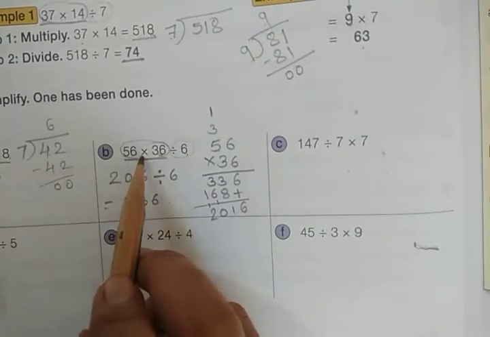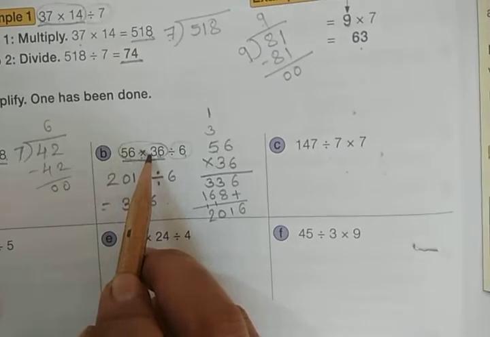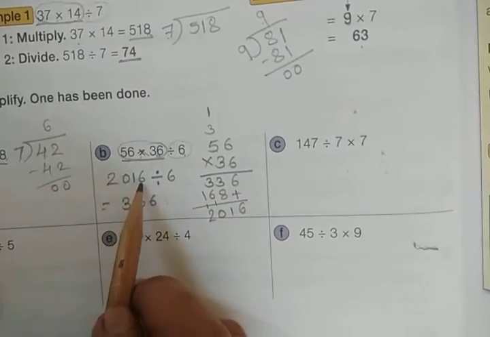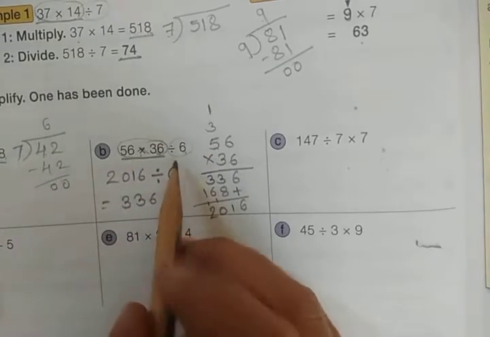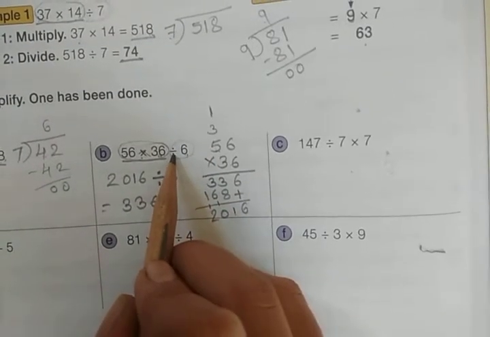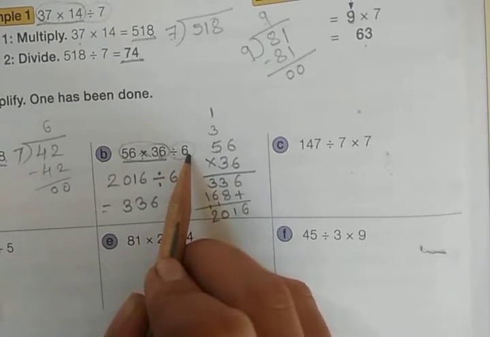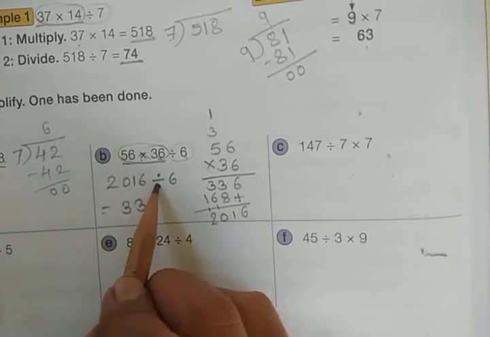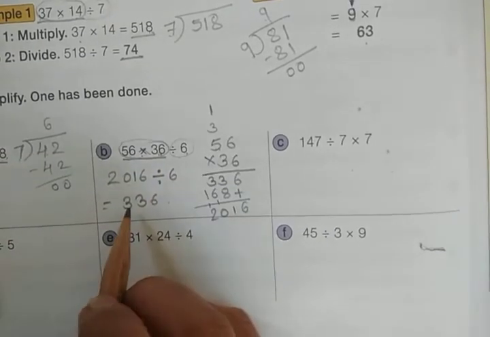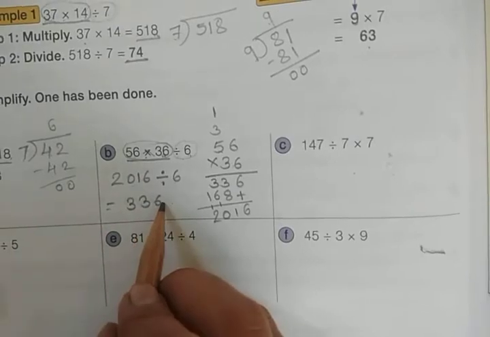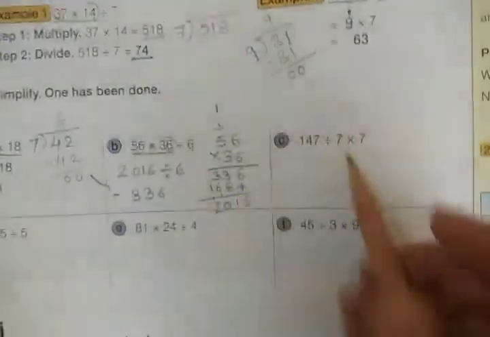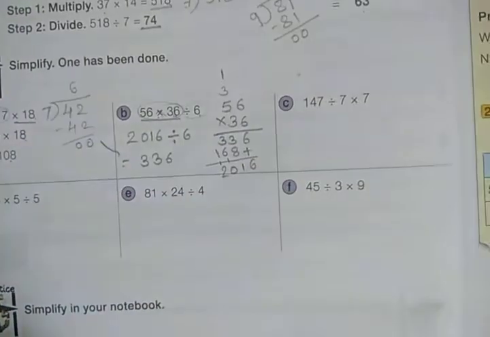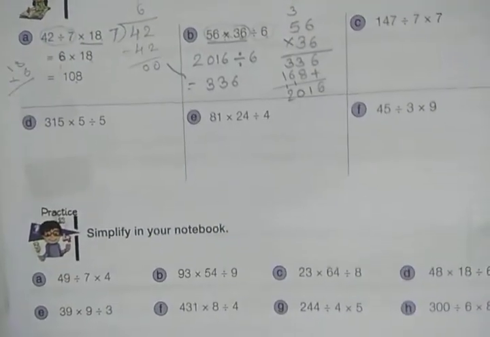Here first we multiplied 56 and 36, because the first two numbers have the multiplication sign. We got the answer 2016. To this number the next sign is the division sign with 6. So we divided this answer by 6 and got 336. Now C, D, E and F you will solve. Let's see the practice sums now.